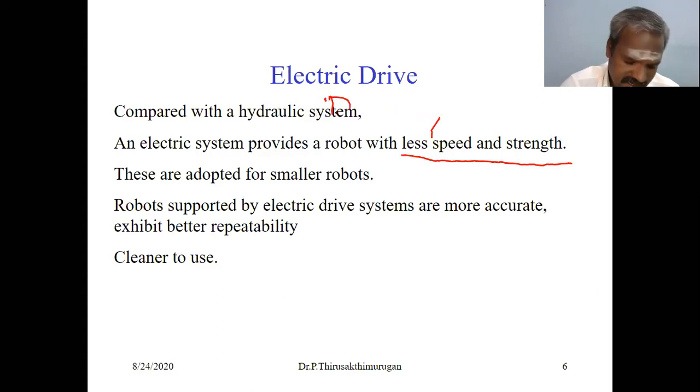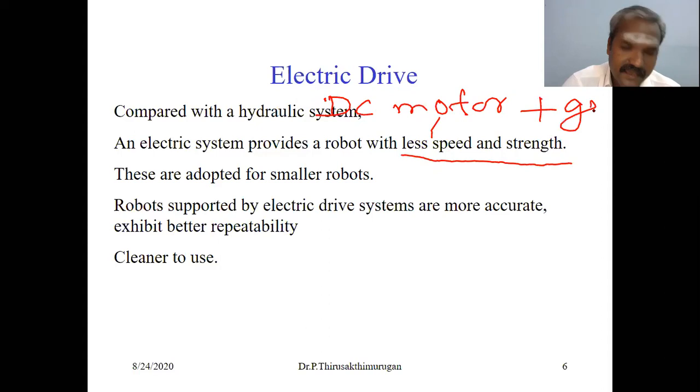Normally a robot uses a DC motor along with gears. So DC motor plus gear. What is the basic purpose of a gear? The gear reduces the speed, but it gives some small strength. Only a high torque motor supplies more strength.